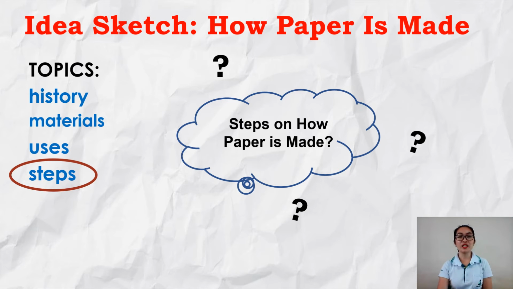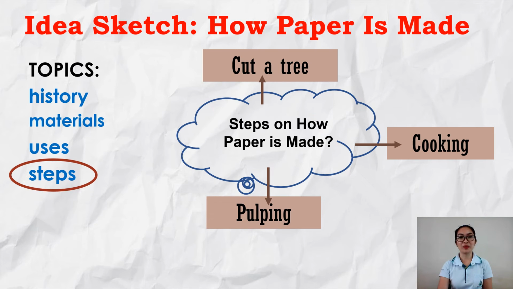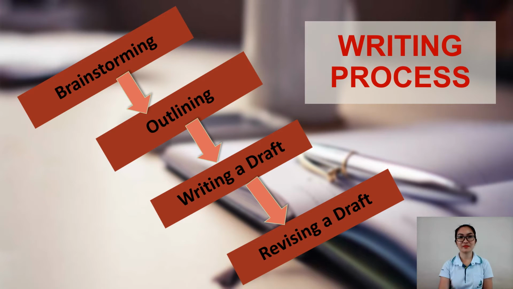Again, on the video that we watched, we learned that there are 3 steps on how paper is made. First is, we cut a tree. Second is, cooking. And lastly is, the pulping. Now that we are done with brainstorming, let's go now to the next, which is outlining.